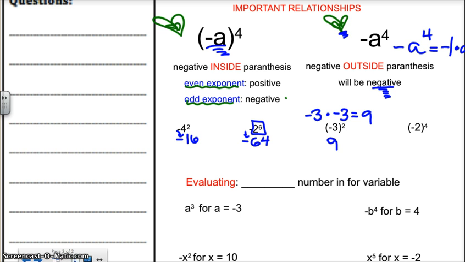Negative 2 to the 4th. Again, the negative's inside parentheses, so I'm looking like this situation. I have an even exponent, so I know my answer is going to be positive. So I just go 2 to the 4th. 2 times 2 is 4, times 2 is 8, times 2 is 16. It's going to be a positive 16.